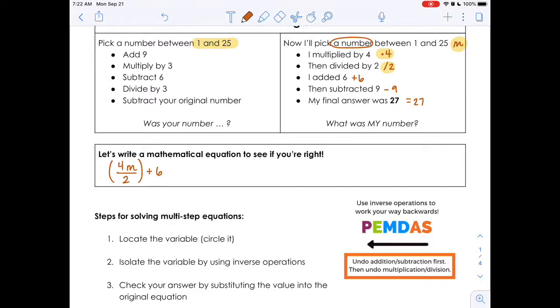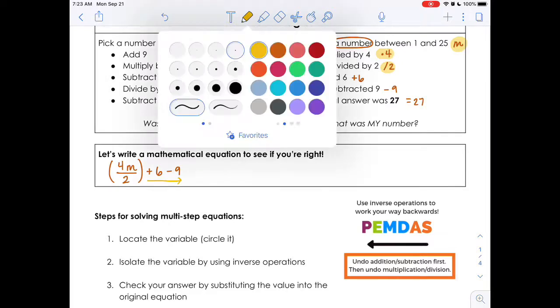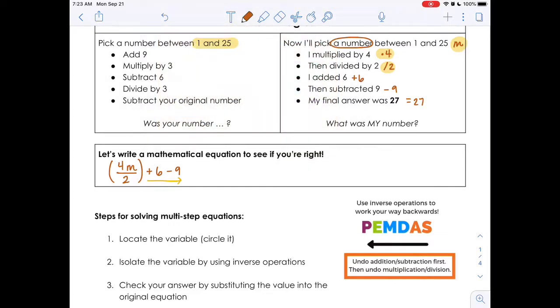And then finally, I subtracted 9. So I took all of these things and I subtracted 9. I don't need to use parentheses because if we think about order of operations, once I do this whole first chunk in parentheses, I'm going to work from left to right doing addition and subtraction. Finally, we need this last bit of information. My final answer was 27. That means that when I did all of these things to my number M, it was equal to 27.